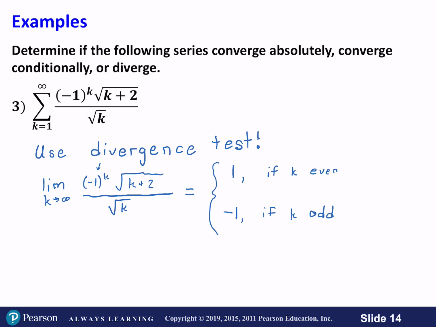And what this indicates is that this limit doesn't exist. So the limit as k goes to infinity of (-1)^k times the square root of k plus 2, all over the square root of k, does not exist because it oscillates between negative 1 and positive 1 as you get closer and closer to infinity.